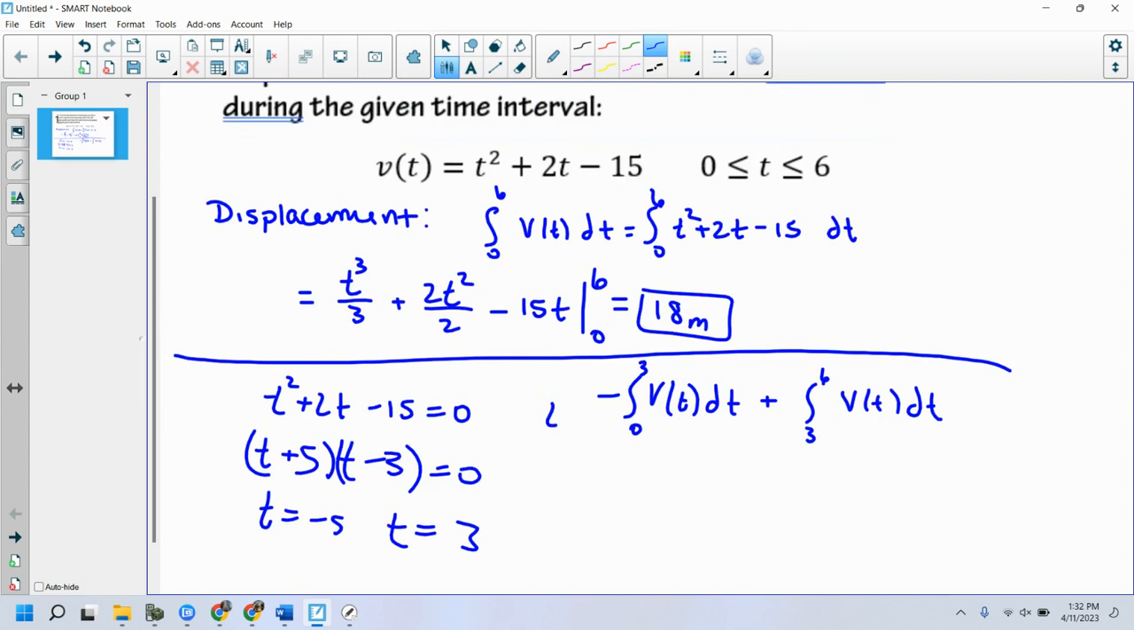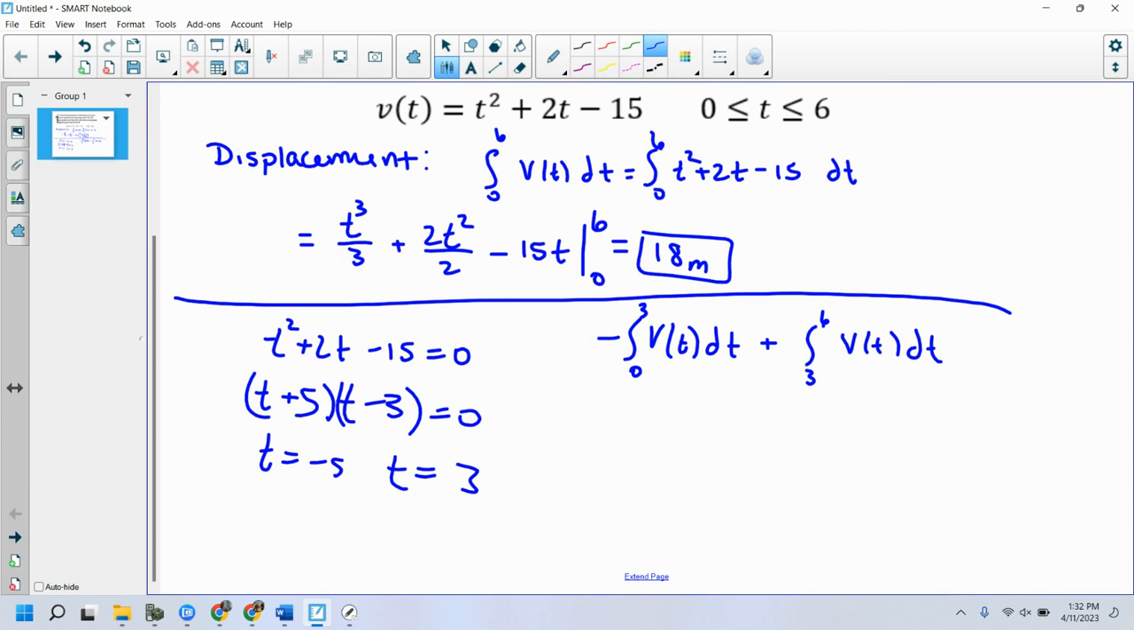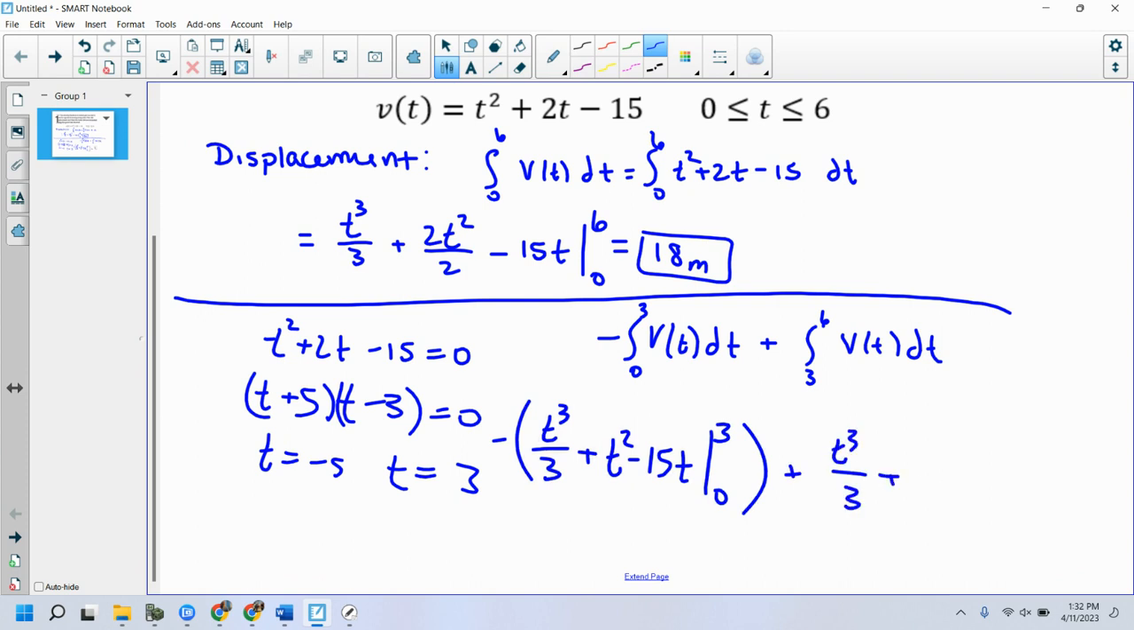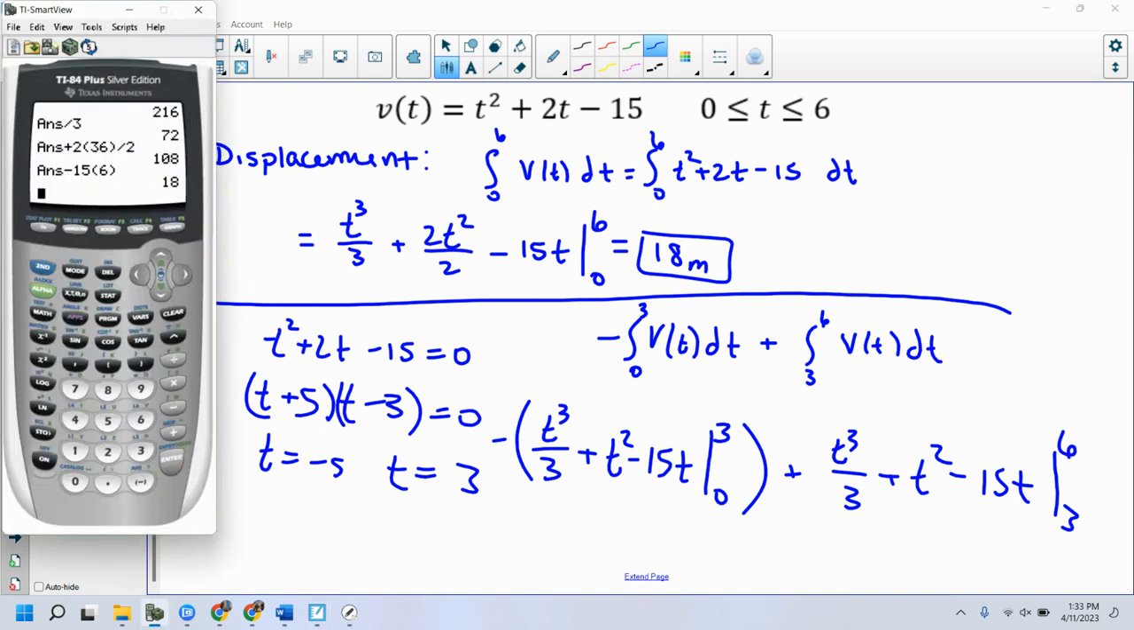Okay, so I've got the antiderivative, which I still have up here, t to the third over 3 plus, and I'm just going to make that t squared, minus 15t from 0 to 3. And remember, I'm going to take the opposite of all that. Plus, we got t to the third over 3 plus t squared minus 15t from 3 to 6. Okay, so let's see what it is from 0 to 3, rather.